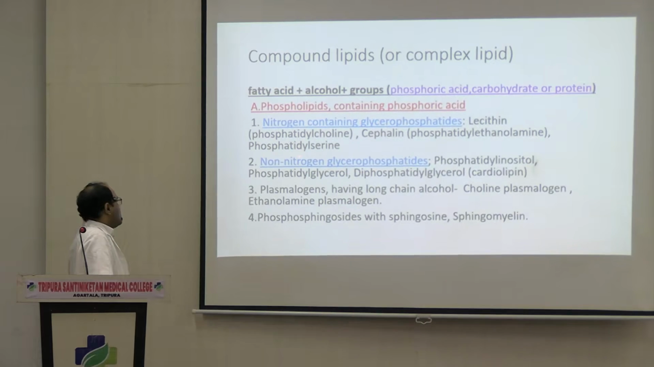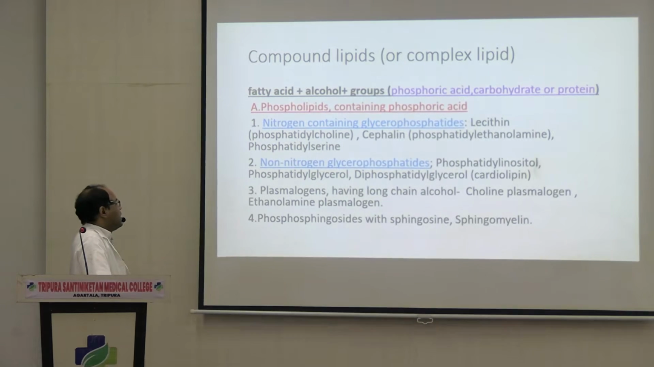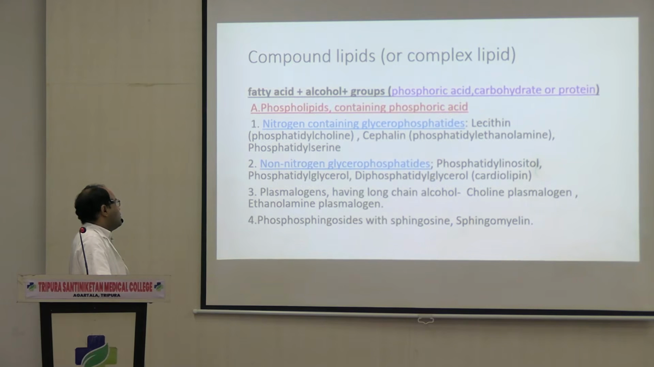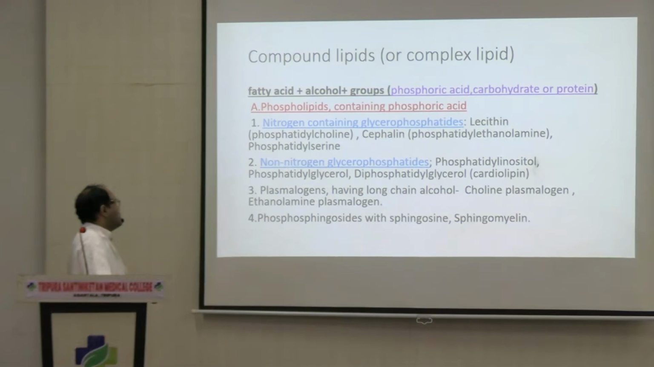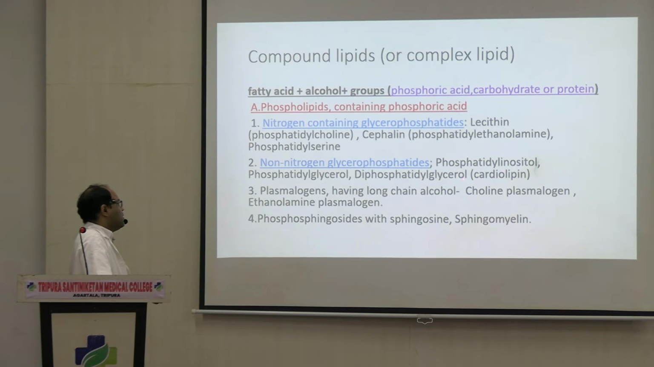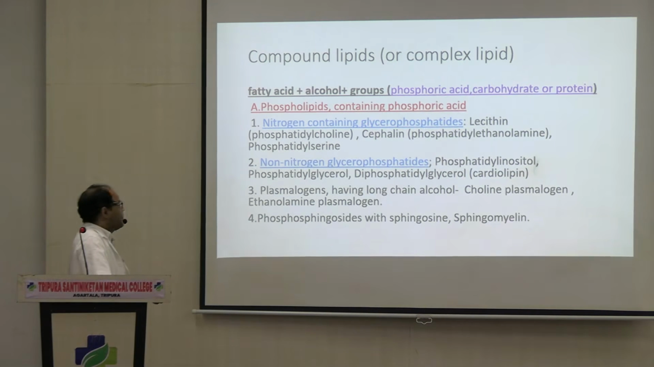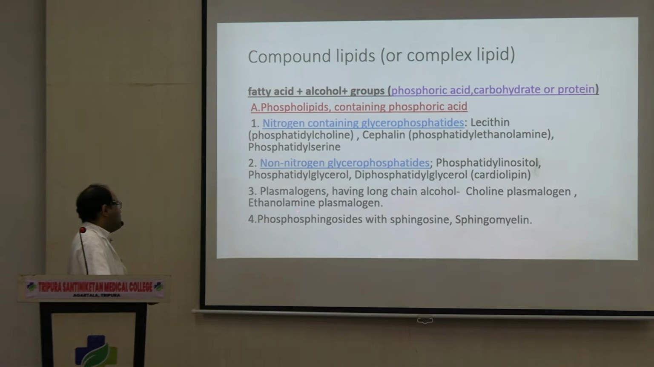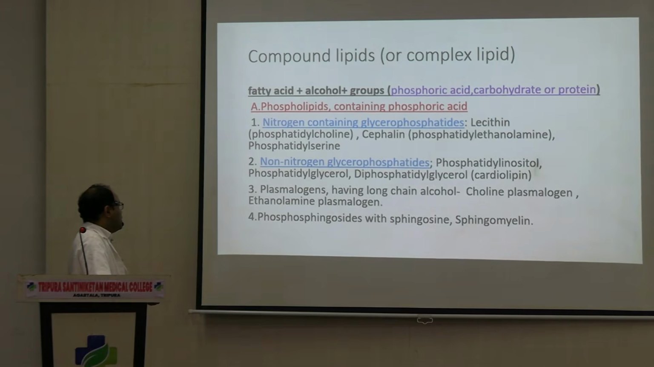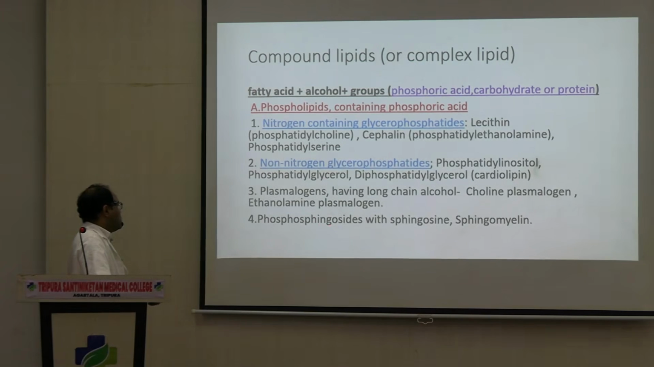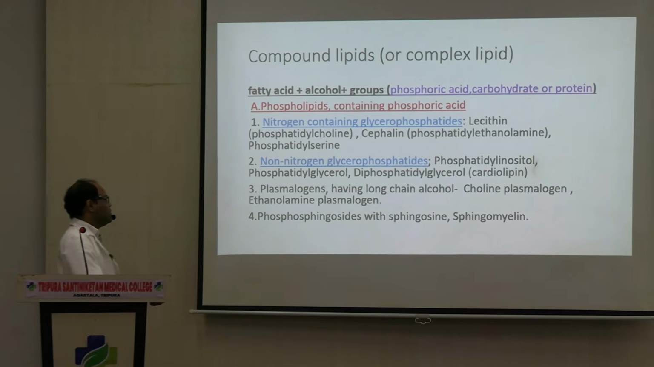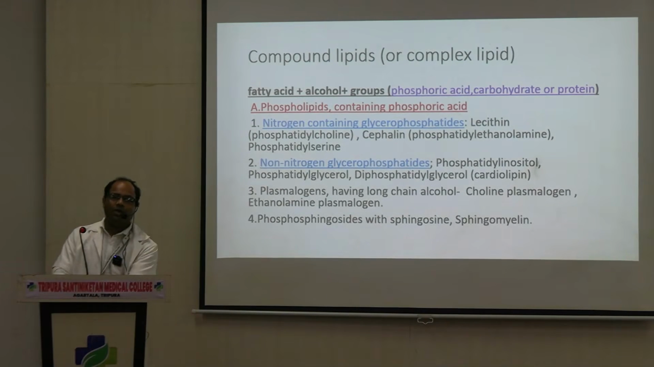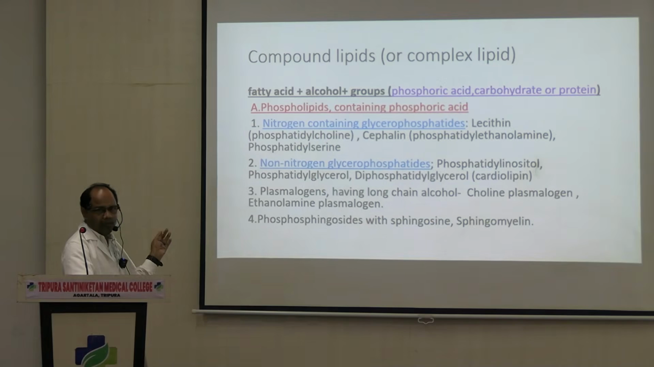Next is non-nitrogenous glycerol phosphatides like phosphatidylinositol, phosphatidylglycerol, diphosphatidylglycerol like cardiolipin. Okay. Next is plasmalogens having long chain alcohol like choline plasmalogen, ethanolamine plasmalogen. And is phosphosphingolipids with sphingosine and sphingomyelin. They are present in neuronal cells. I have taken this from Vasudevan.